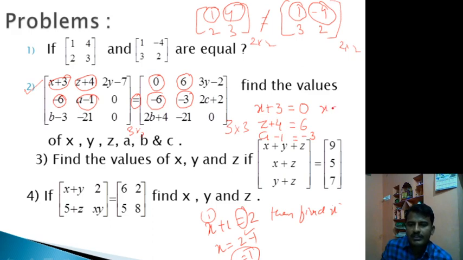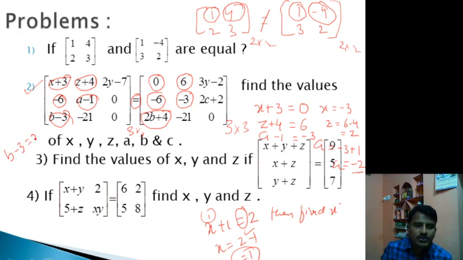But here x is equal to minus 3, z equals 6 minus 4, that should be equal to 2, and a equals minus 3 plus 1, that means minus 2. A is equal to minus 2. We get three values: a, x, z. Still we need to calculate the value of b. See here, b minus 3 equal to 2b plus 4. It means b minus 3 is equal to 2b plus 4.